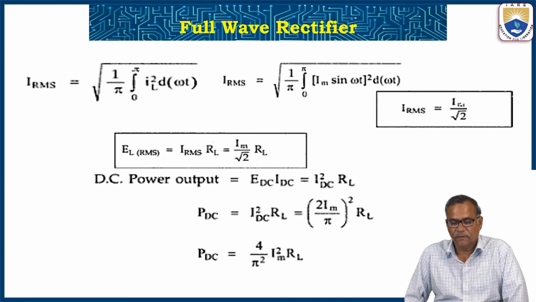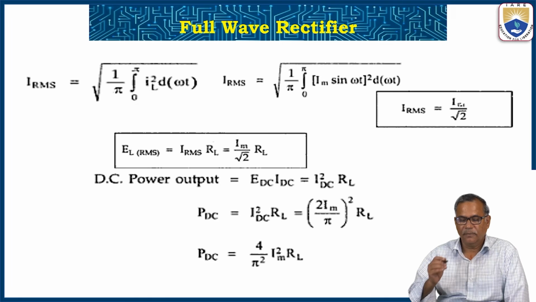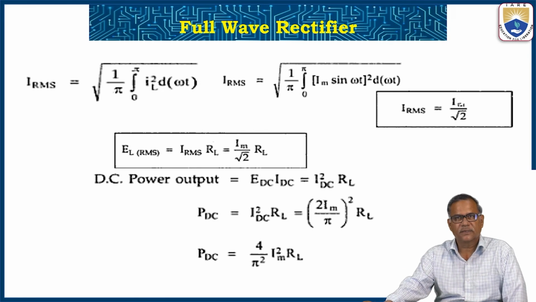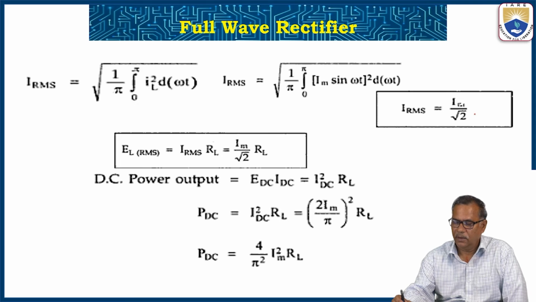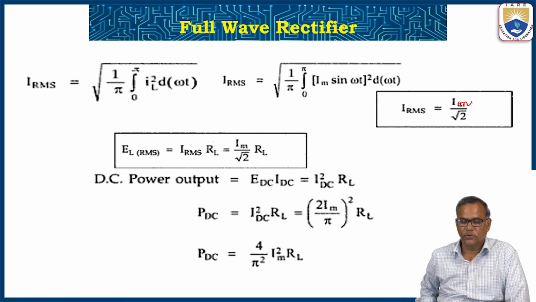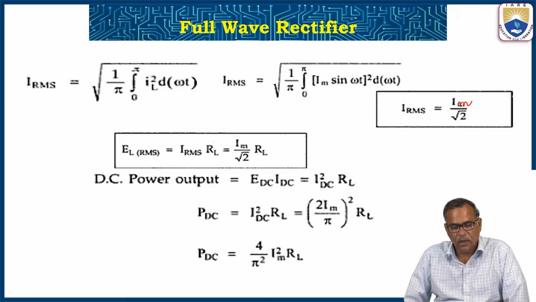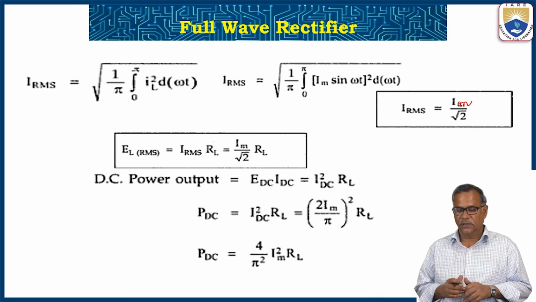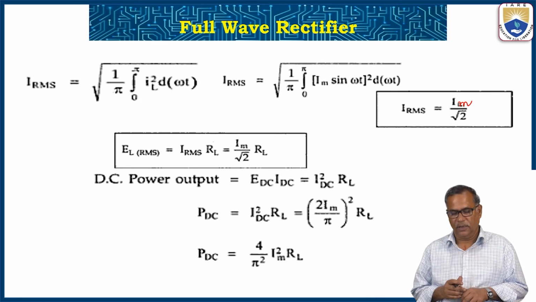The RMS value of the load current is the square root of 1 by pi into the integral from 0 to pi of IL square d omega t. So IRMS is equal to the square root of 1 by pi into the integral from 0 to pi of Im sin omega t whole square d omega t. So IRMS is equal to Im by root 2. Correspondingly, the RMS value of voltage is IRMS multiplied by RL, which is equal to Im by root 2 into RL.